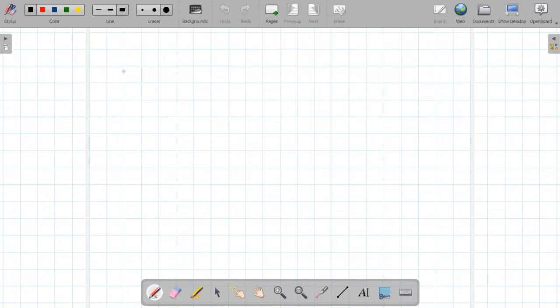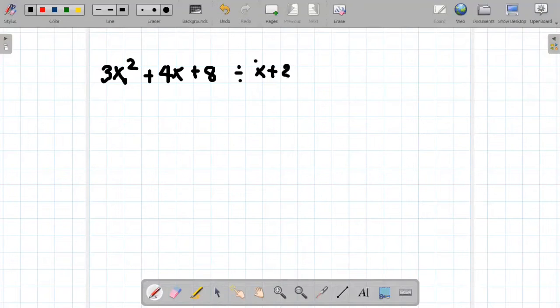we see, for example, 3x squared plus 4x, then plus 8, that would be divided by x minus, plus 2. So in this one, we look at the variables.